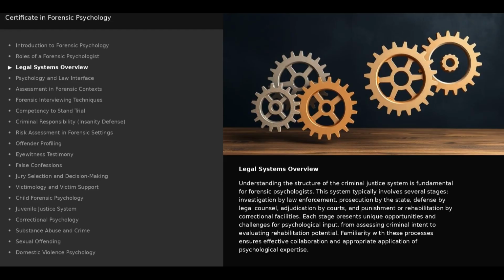Legal systems overview. Understanding the structure of the criminal justice system is fundamental for forensic psychologists. This system typically involves several stages: investigation by law enforcement, prosecution by the state, defense by legal counsel, adjudication by courts, and punishment or rehabilitation by correctional facilities. Each stage presents unique opportunities and challenges for psychological input, from assessing criminal intent to evaluating rehabilitation potential. Familiarity with these processes ensures effective collaboration and appropriate application of psychological expertise.